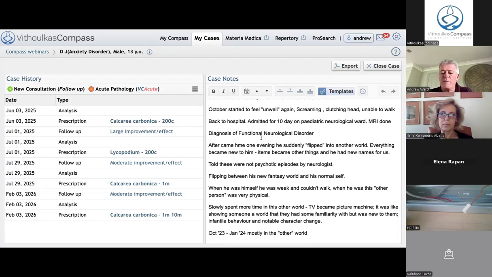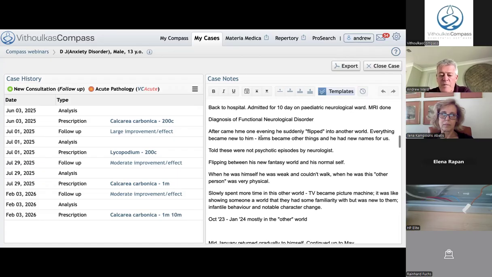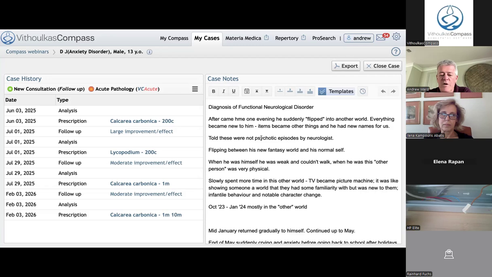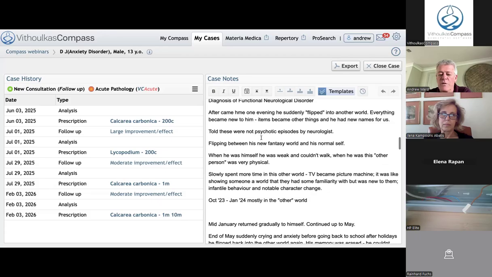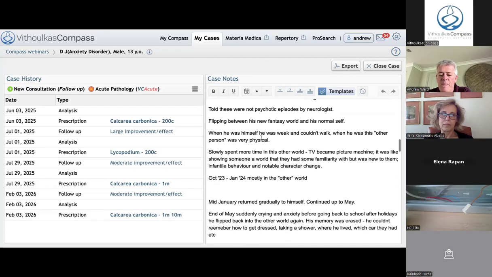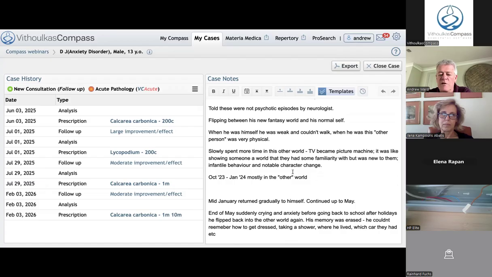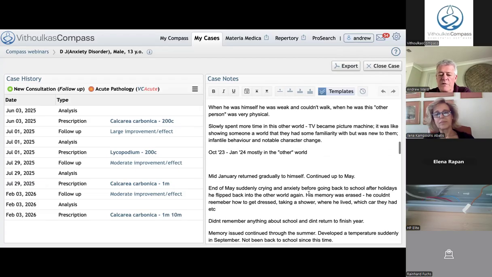Slowly spent more time in this other world. TV became a picture machine. It was like showing someone a world that they had some familiarity with, but was new to them. Infantile behavior and notable character change. So from the October to the January 24, mostly in this other world. Of course, not going to school. Mid-January, returned gradually to himself up until May.